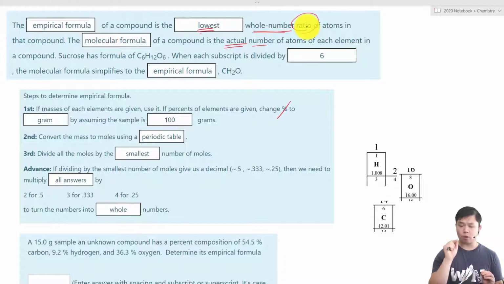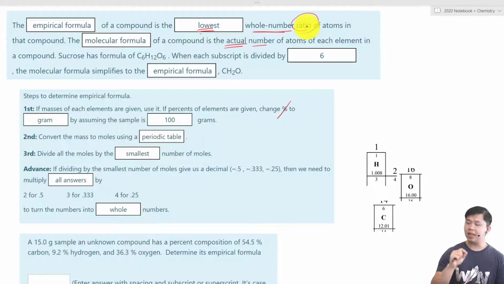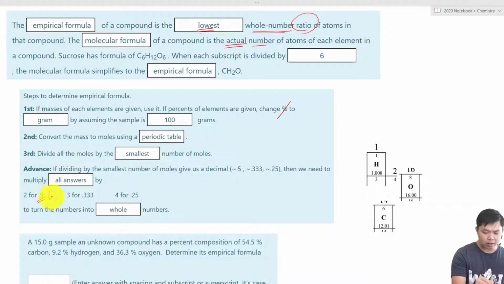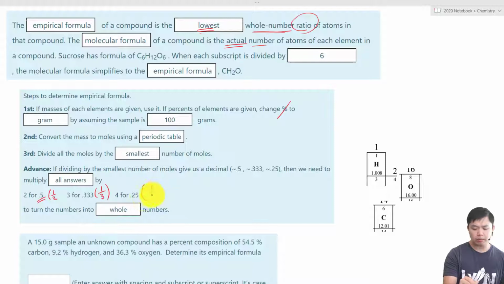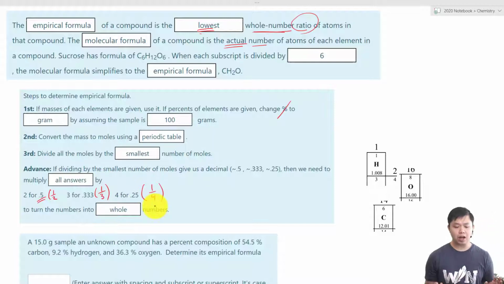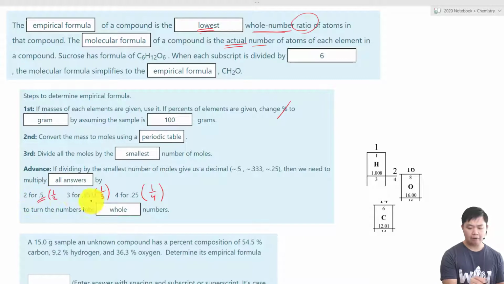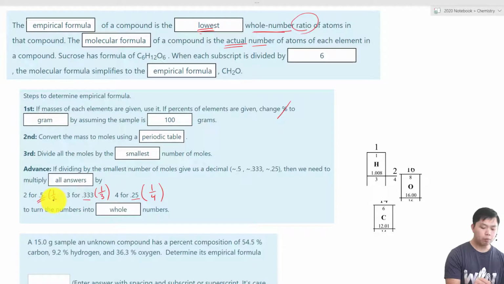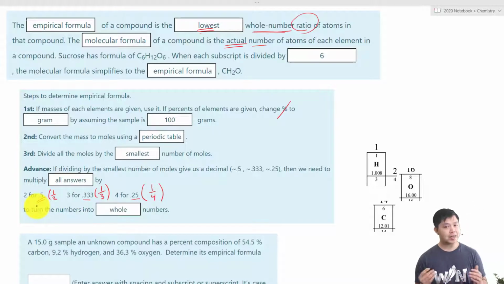And in some cases, when you divide by the smallest number, it doesn't give you a whole number. It gives you a decimal number. Remember 0.5 is equivalent to 1/2, 0.33 is equivalent to 1/3, and 0.25 is equivalent to 1/4. So to get rid of that fraction, we have to multiply by 2 for 1/2, 3 for 1/3, or 4 for 1/4. And then that will give us the whole number.